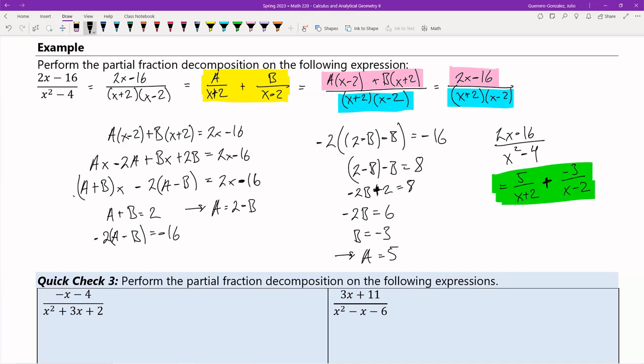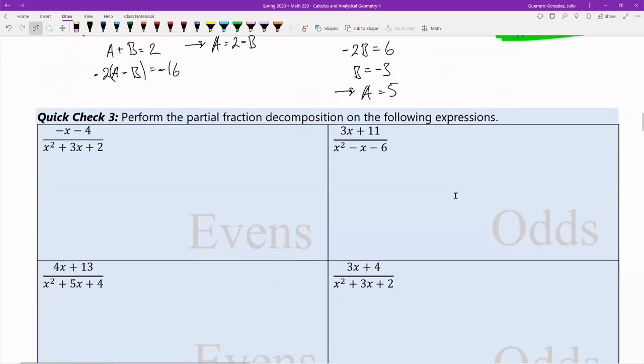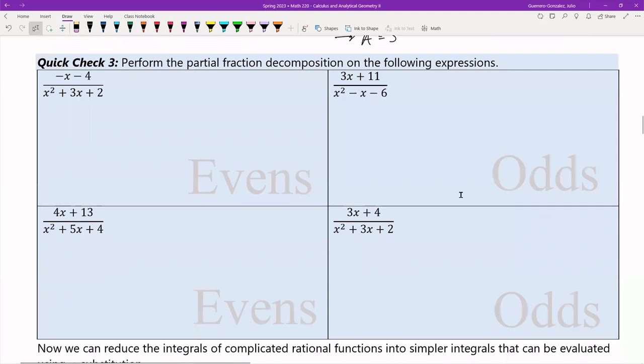Okay, so these two, the top two, are the same problems that you were doing in the quick checks from up above. Now it's time for you to verify. Go through the process. You know what the answers are supposed to be. Try it out. Make sure you get the numbers at the end. And then I'm going to give everybody two more to try out after that.